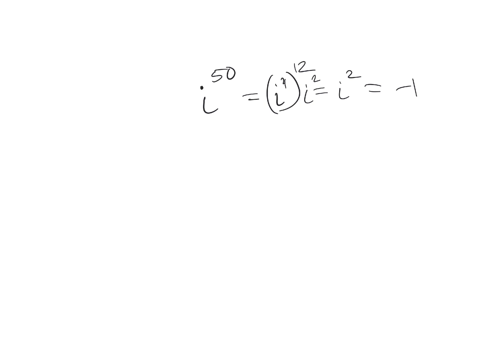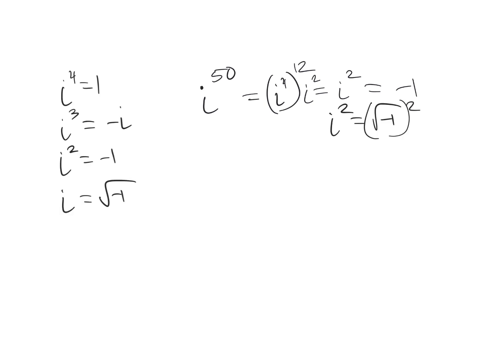Okay. I'm just confused on this. Wait, what's negative 5 come back? i cubed is the same thing as i squared times i, isn't it? Yes. And i squared is negative 1. So that's negative i.